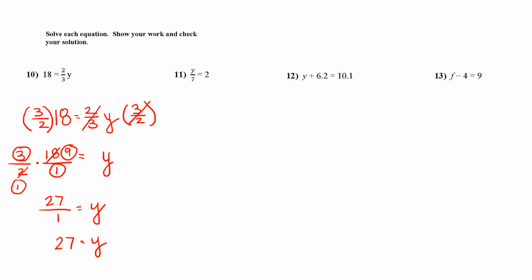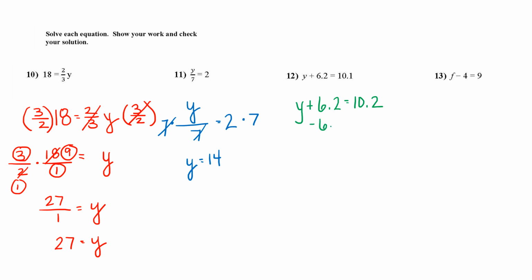Number 11, I'm going to change my marker color. Number 11 is y divided by 7 equals 2. I'm going to multiply by 7 on both sides. That cancels each other out. Y equals 14. Next problem, number 12. We have y plus 6.2 equals 10.2. I'm going to subtract 6.2 from both sides. Remember to line up your decimal points. Y equals 4.0 or y equals 4.